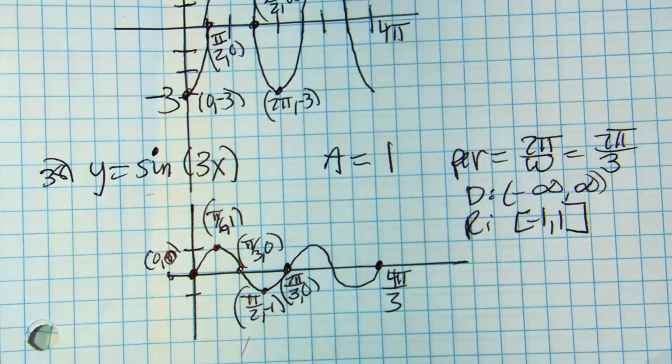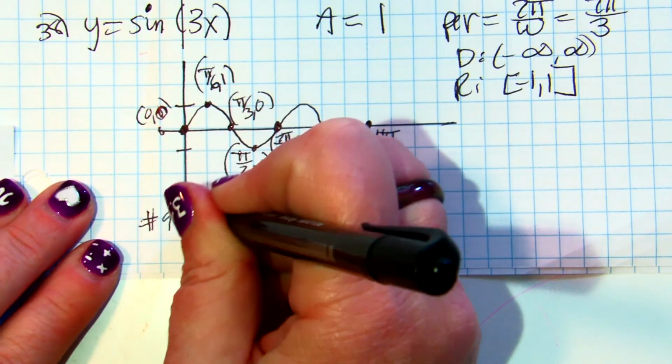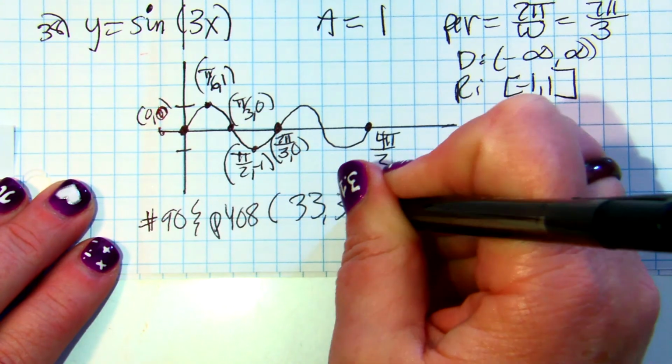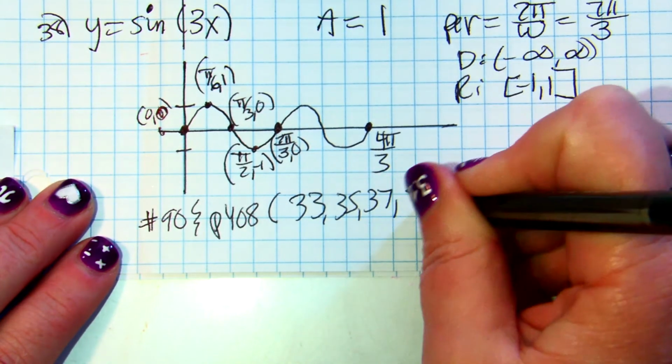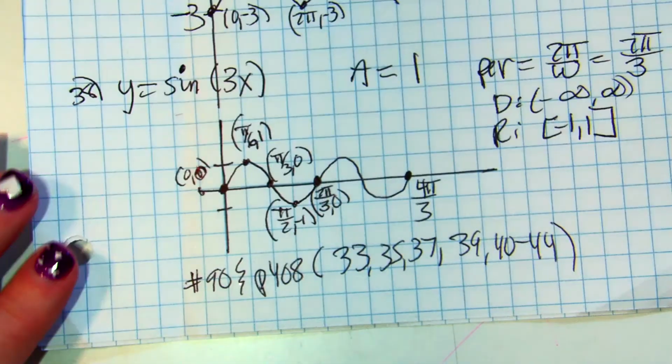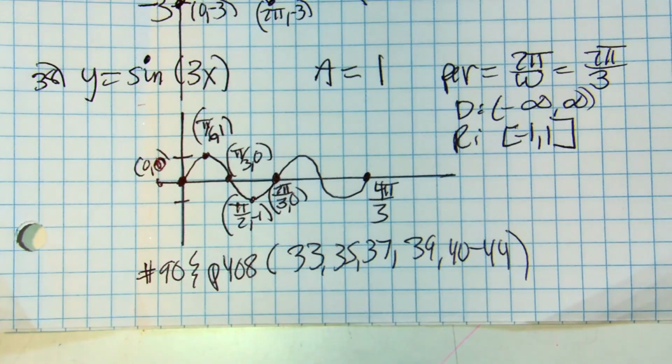That's all you do. And your homework, number 90, is page 408, 33, 35, 37, 39, and 40 to 44. I'll post the answers up in a little bit. So make sure you work on that. If you have any questions, you can ask me on Remind or on Google Classroom, and we'll get your questions answered.